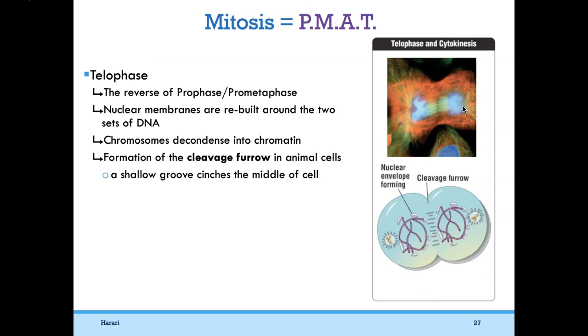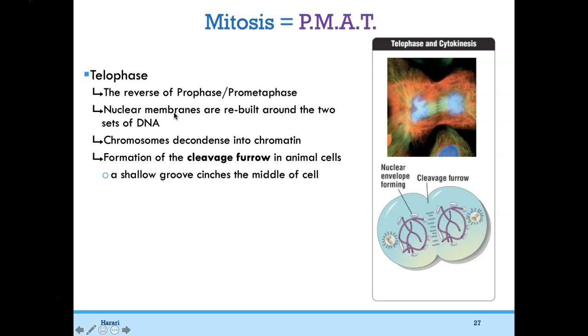In telophase, which is the last phase of mitosis, we see the reverse of prophase and prometaphase. So whatever happens in prophase and prometaphase, the opposite will happen in telophase. So we're going to see that the chromosomes decondense into chromatin. They no longer look like chromosomes.